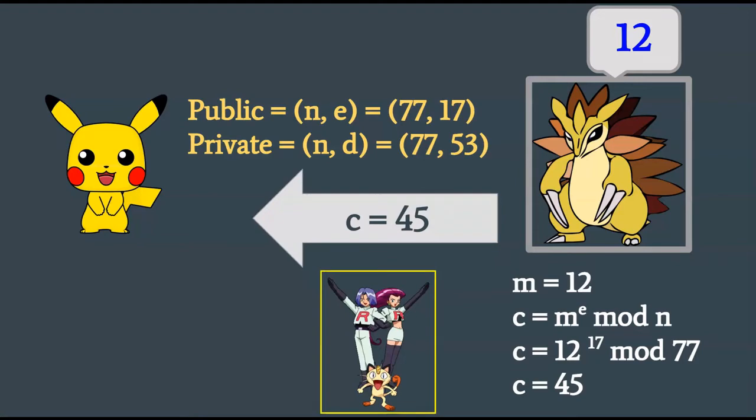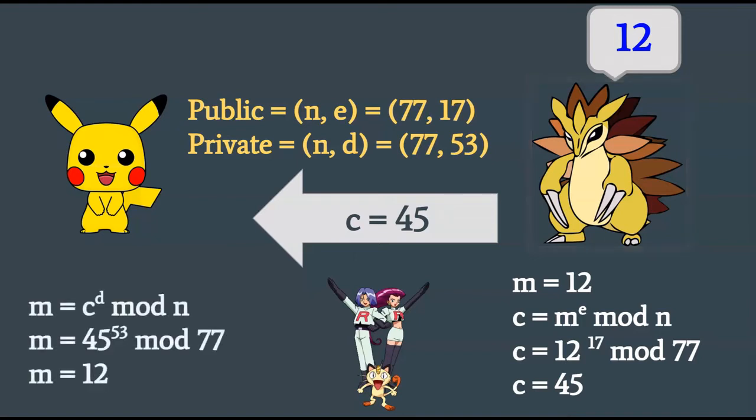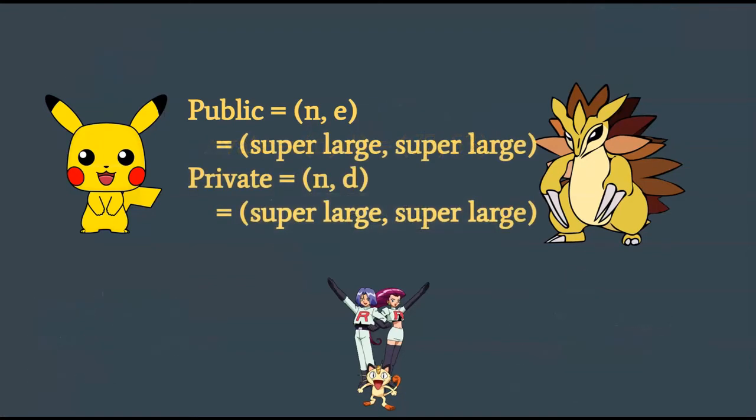Note that since the hackers do not have the private key, they will be unable to decrypt the message. The Pikachu takes the encrypted message, 45, and then, using a decryption function and the private key, is able to decrypt the message. The Pokemon gets back 12. So they both know the message is 12. This might all sound trivial, because the numbers we're using are small. But imagine if n, e, and d were super large numbers. How are we going to guess that? The encryption method I just explained is called RSA, named after the three people who invented the algorithm.